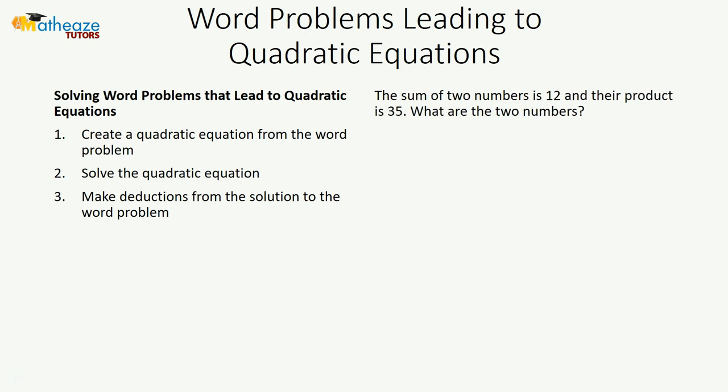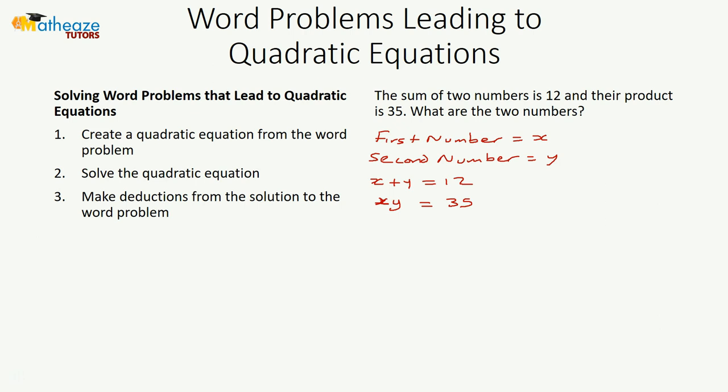So here we have two numbers. Let's call the first number x. The second number, we call this y. So the sum of these two numbers is 12. So x plus y equal to 12, and their product is 35. So x times y equal to 35.